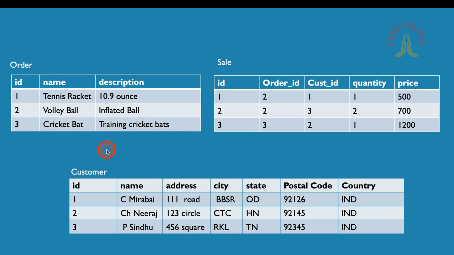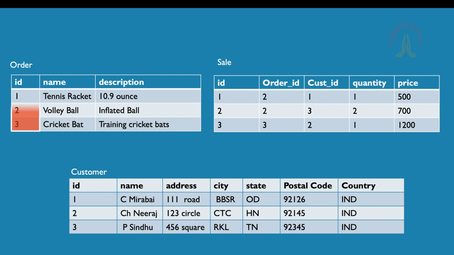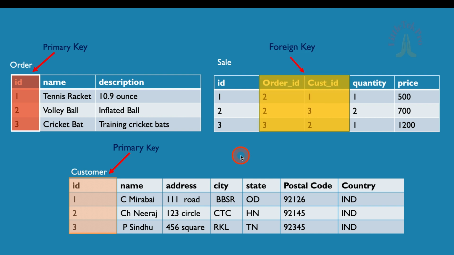A database has many tables, and you see on the screen there are three tables: one is order, one is sales, one is customer. Each row in a table has a unique key. When a key is unique, it's often called a primary key. For the order table, the ID is the primary key. If I go to the customer table, the ID is the primary key. In the sales table, you can see the order ID and the customer ID are references from these two tables. Those two are the foreign keys, which are references from the order and customer tables.